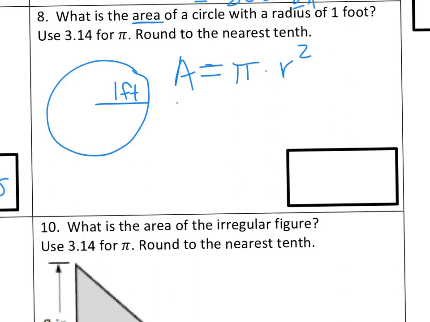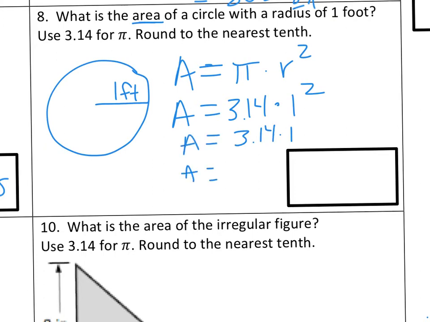All right, now I plug in the things that we do know, 3.14 for pi. The radius they told us was 1. And then I'm going to put a square on that. Now just do the math on this. 1 squared is 1. 1 times 3.14 is actually 3.14. Now it says round to the nearest tenth. So how do we round this to the nearest tenth?